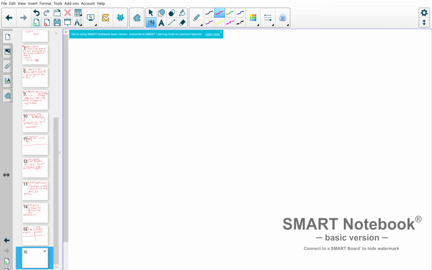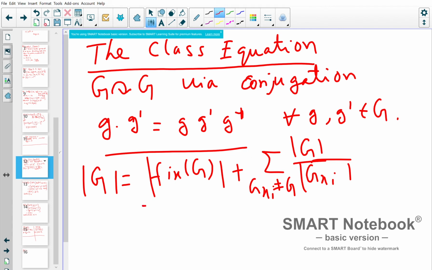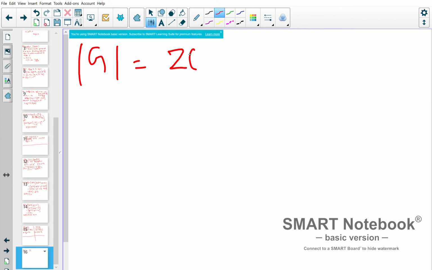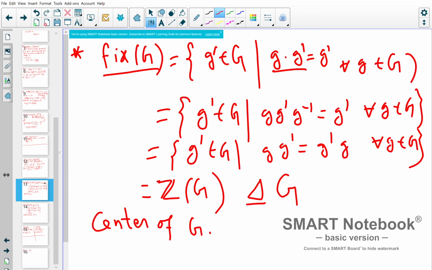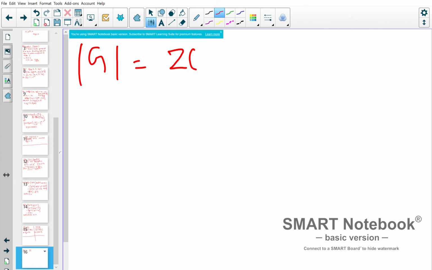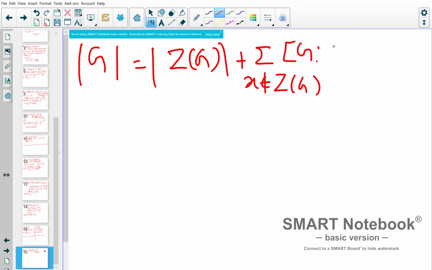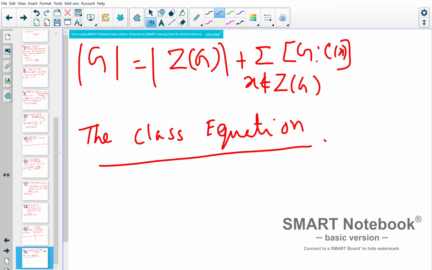So then we can use the orbit-stabilizer formula. The fixed point set becomes the center and the stabilizer becomes the centralizer, right? So you can write this as the cardinality of the center of G, plus the sum over those x that do not belong to the center, of the index of their centralizer. And this is called the class equation. Okay, this is the famous class equation.